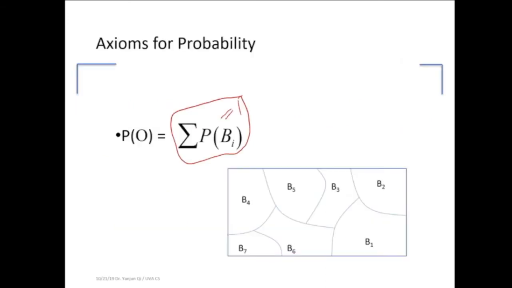And the other is this extension of the disjoint decomposition. Your sample space can normally be decomposed into the union of multiple disjoint events. Then the probability of that sample space O is a summation of all these together, which is what? So what is P(O)? O is the sample space. What is the probability of the sample space? 1.